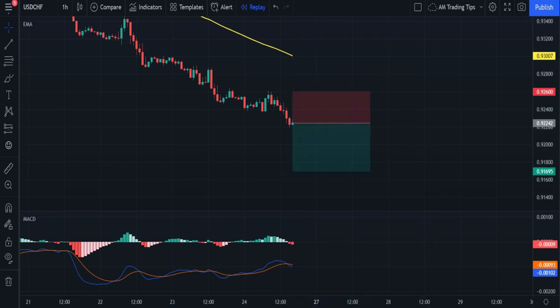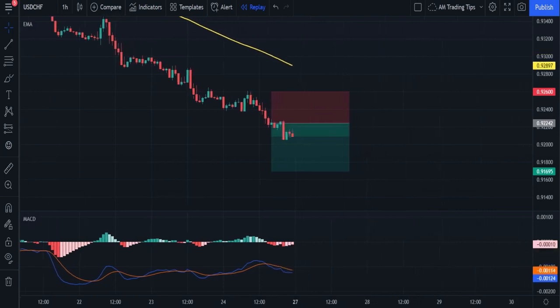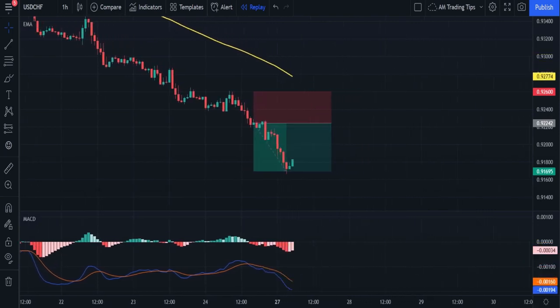Now let's move forward. And as you can see, the price hit our profit target, and hence it counts as a successful trade. That's how I have just revealed to you a MACD strategy with a high win rate that you can use immediately.